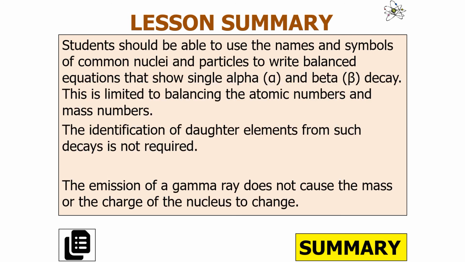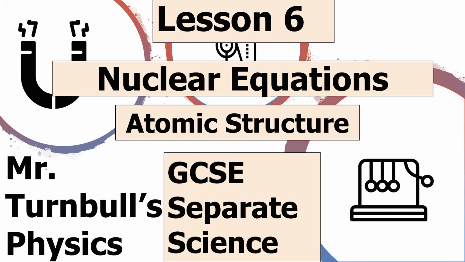You should be able to use the names and symbols of common nuclei and particles to write balanced equations that show alpha and beta decay, which is limited to balancing the atomic numbers and the mass numbers. Now you don't have to identify what the daughter elements from these decays are called. However, you must know the emission of a gamma ray does not cause the mass or the charge of the nucleus to change. So I hope you've enjoyed today's lesson on nuclear equations, which is part of the atomic structure topic in GCSE Separate Science Physics.